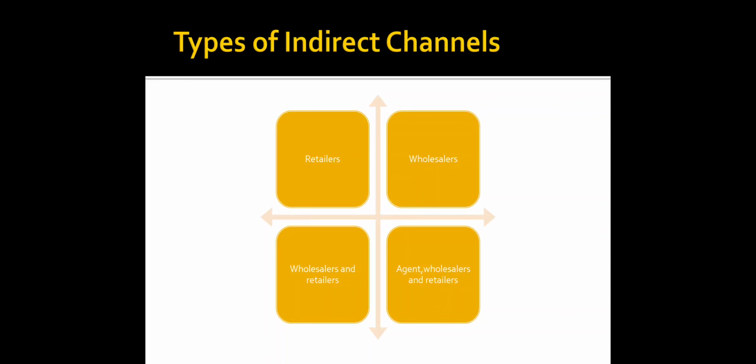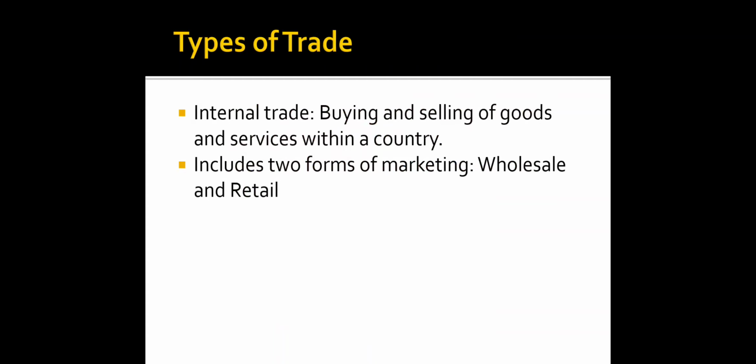Alright. Now come types of trade. When the word trade comes, what do we mean by trade? Trade, we all know, means buying and selling of goods and services. When this activity is done within a country, it is called internal trade or home trade. This trade includes two forms of marketing: one is wholesale marketing, the other is retail marketing.